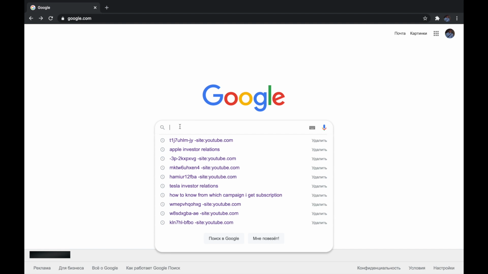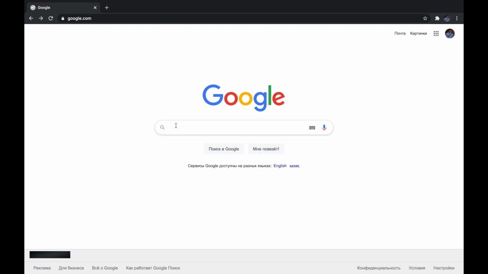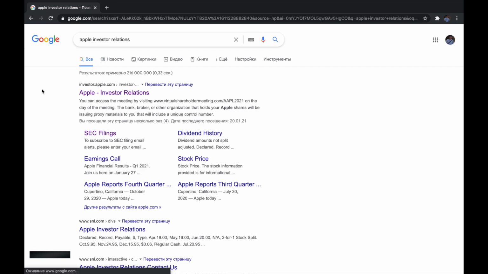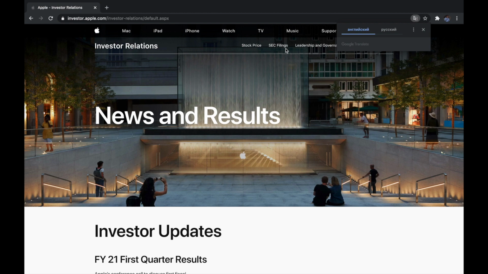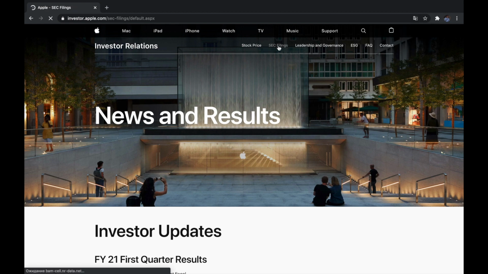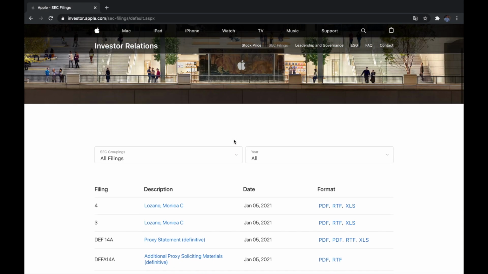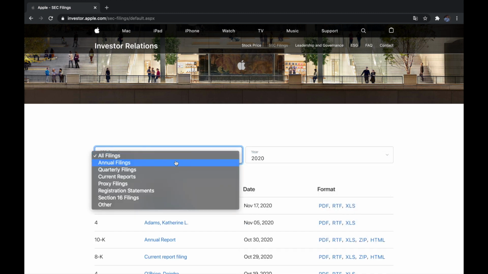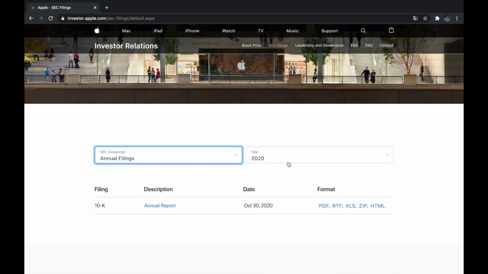So as an example, I will be using Apple company's balance sheet. I have already showed how to get to financial reports. Let me do it once more. So we write in Google Apple Investor Relations, then we click on the very first website popping up, then I go to SEC filings, which is Security Exchange Commission filings, and already here I can start sorting out for annual reports of 2020. As for 2021, the report did not come up yet.